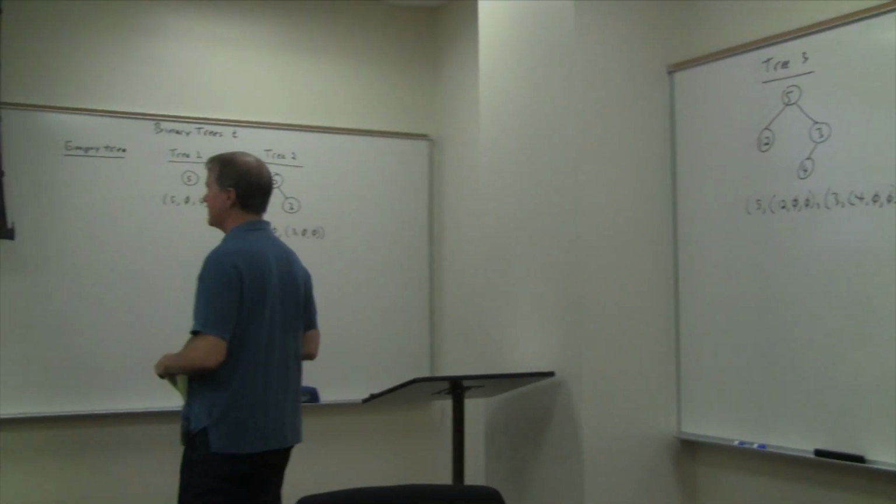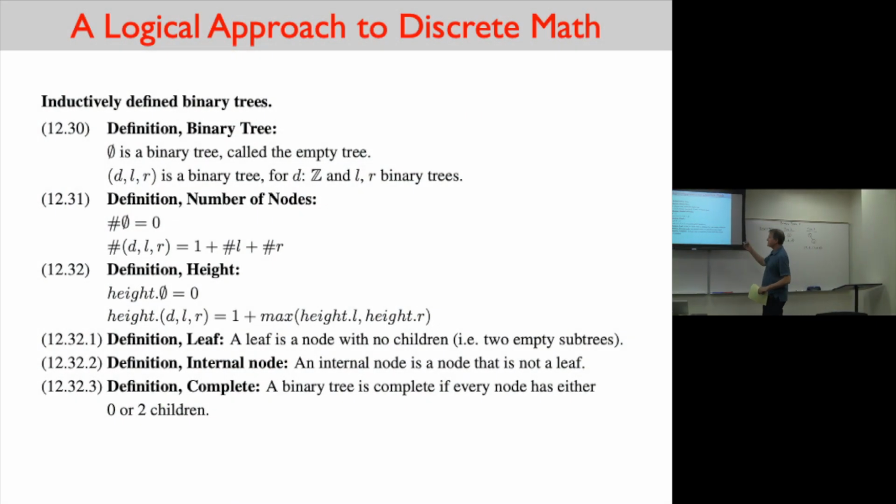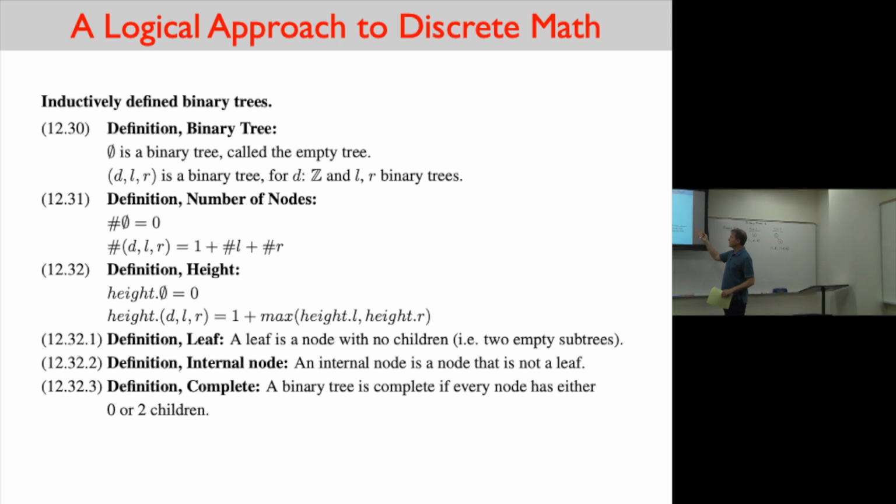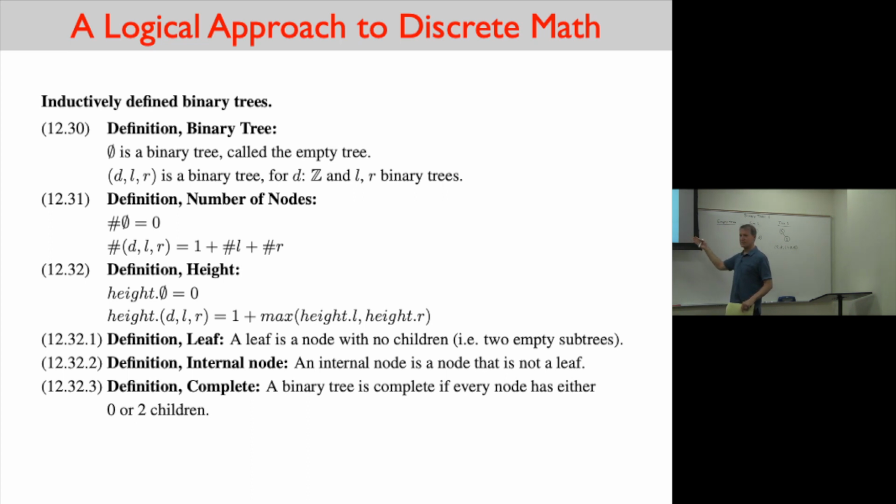Now, that's the definition of a binary tree. It's a recursive definition because it's defined in terms of itself. But anytime you have something that's defined in terms of itself, you have to have a base case, and the base case here is the empty tree. Okay.